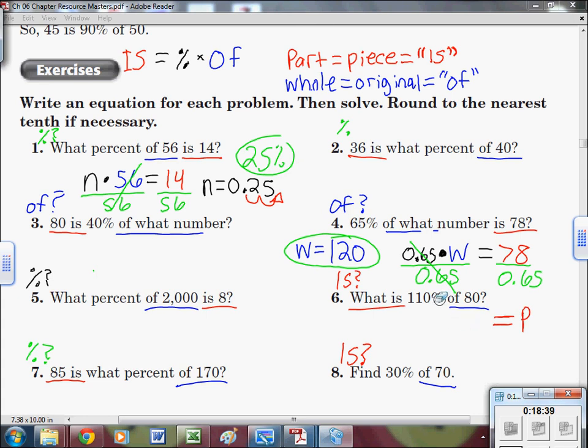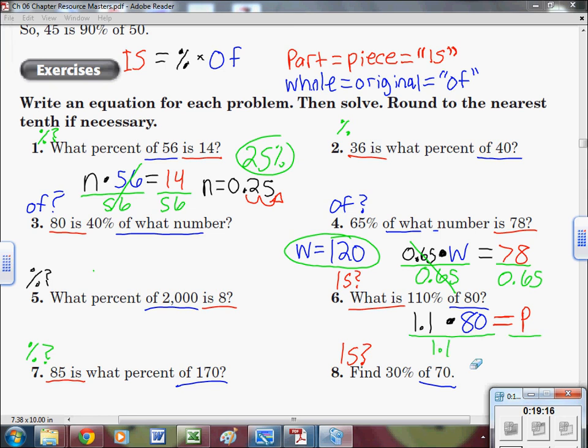Now, we know the of number. We know the entire number, the original number, the whole number. So that's 80. We also know the percentage. The percentage is 110%. Got to convert that to a decimal. As a decimal, that's 1.10 or just 1.1. So we have 1.1 times 80 equals P. So we're looking for an answer. What is 110% of 80? Well, hey, 110% is more than all of it, because all of it is 100%. So we're looking for an answer that's bigger than 80. Make sure it's a reasonable answer; we're expecting something bigger than 80.